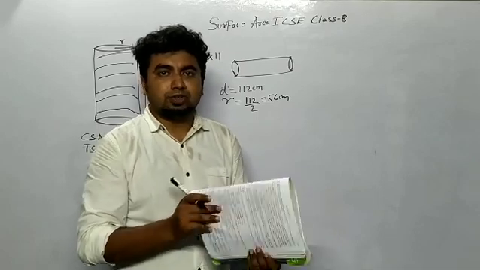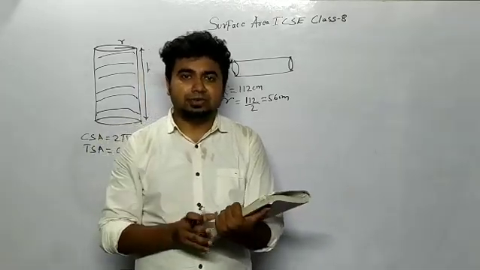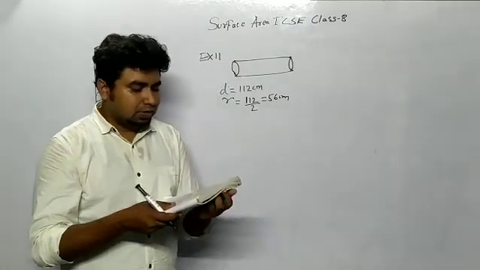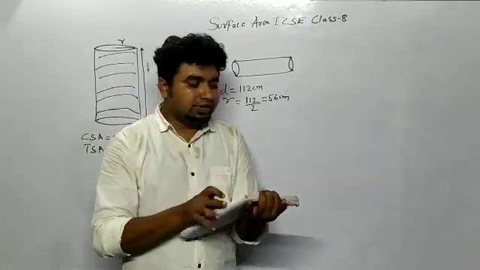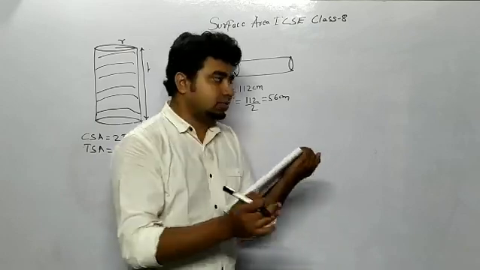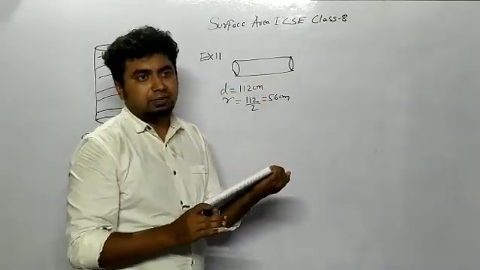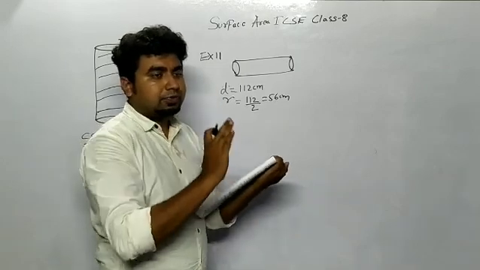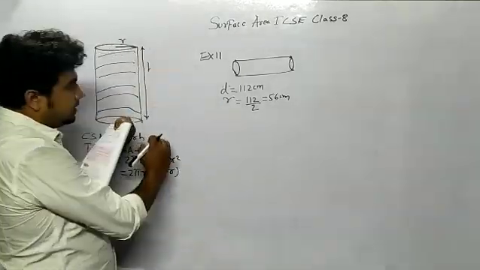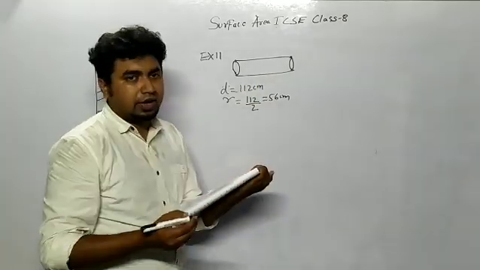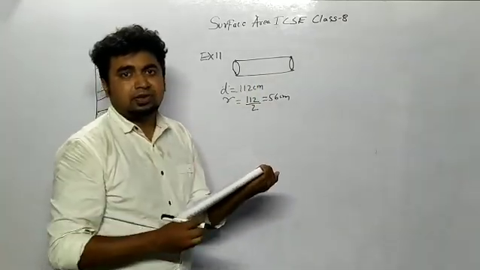And how many times is it rotating? 800 times, 800 revolutions. Now the height is given, but I can take it as length also. If I am placing it horizontally, that will be length. If I place it vertically like this, then it is height, and this is length. So I can take it as length or height. The formula will remain the same.